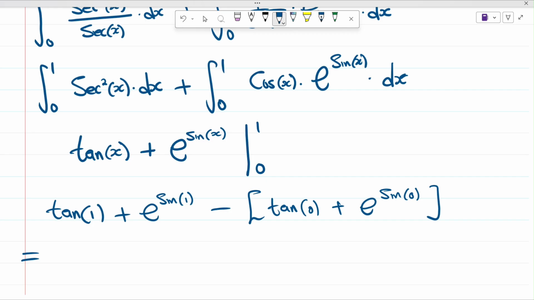So make sure your calculator is in radians. I'm busy punching right now. Minus tan of 0 plus e to the power 0. Okay, then we close. Tan 1, sine 1, 0, 0. You should get something like 2.872, and then that should be your final answer.